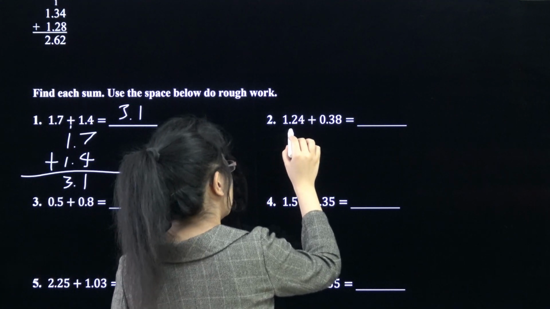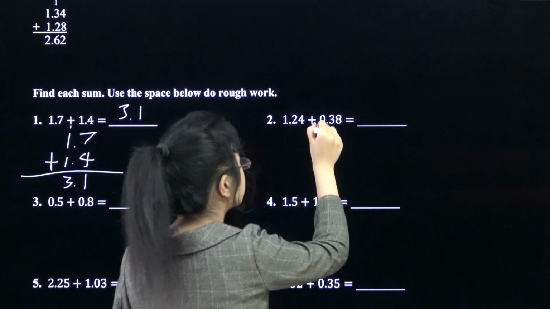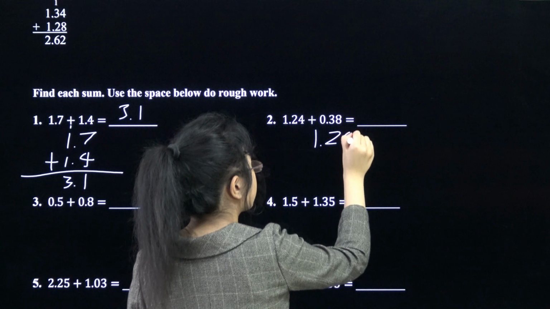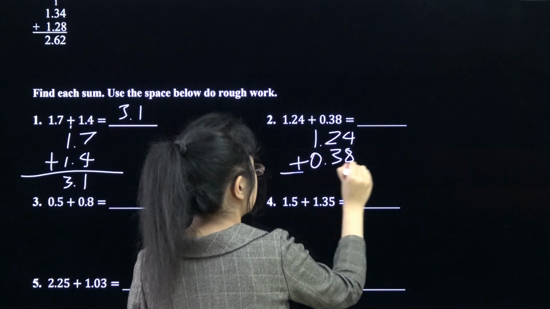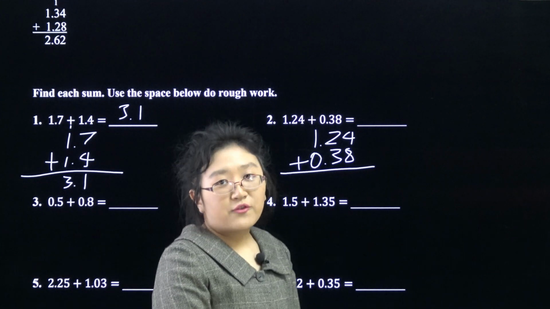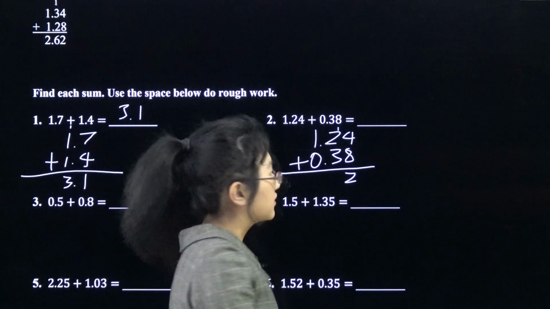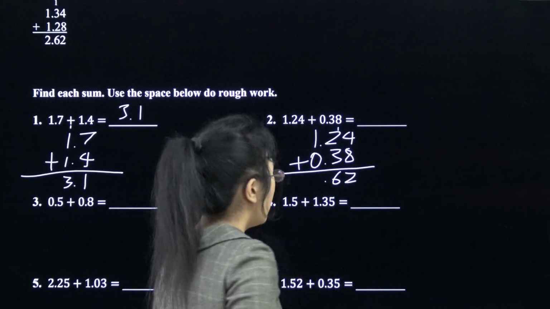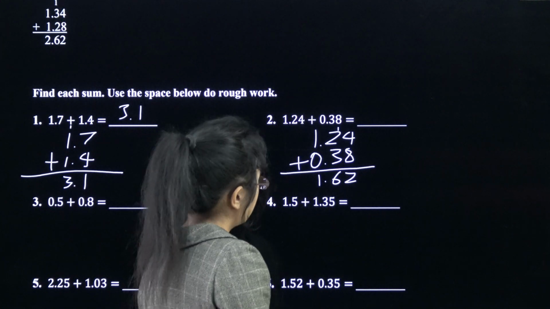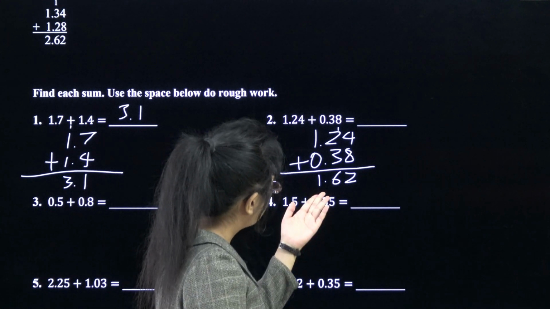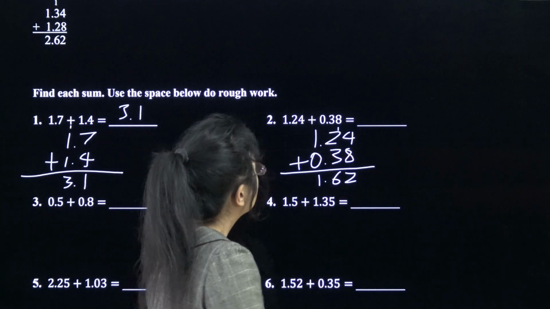Now, we move on to 1.24 plus 0.38. 8 plus 4, 12. We regroup. 1 plus 2 plus 3, 6. We don't need to regroup. 1 plus 0, 1. We don't need to regroup. And we get, well, 1.62 because we drag the decimal down.